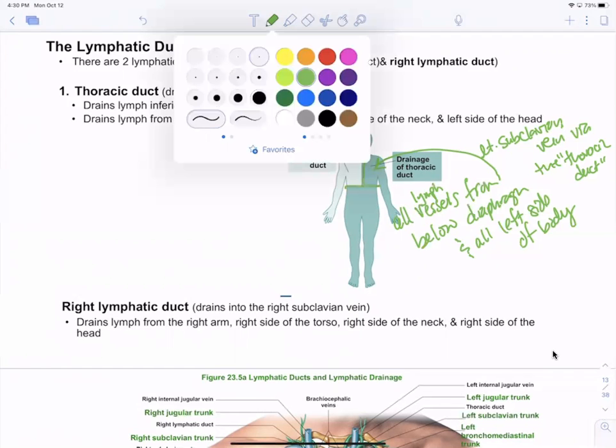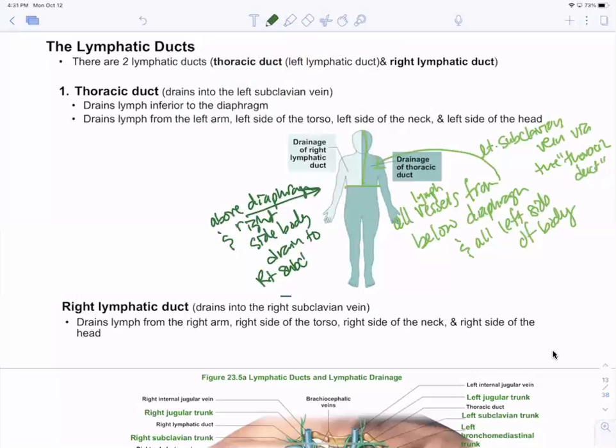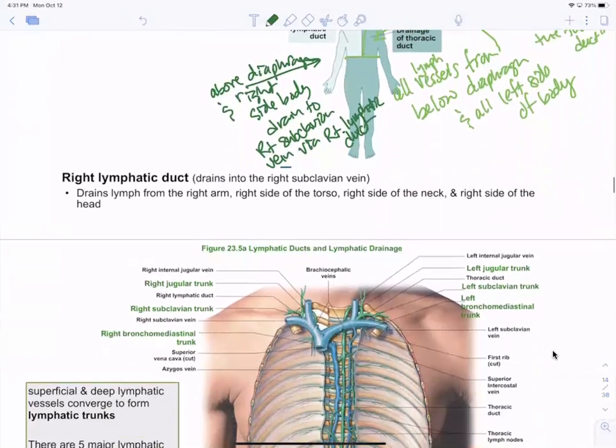The only thing, it's just the above diaphragm and right side of body drain to the right subclavian vein via the right lymphatic duct. So it's an instance where usually the body's symmetrical, and this is not symmetrical. Don't know why. So that goes through there.